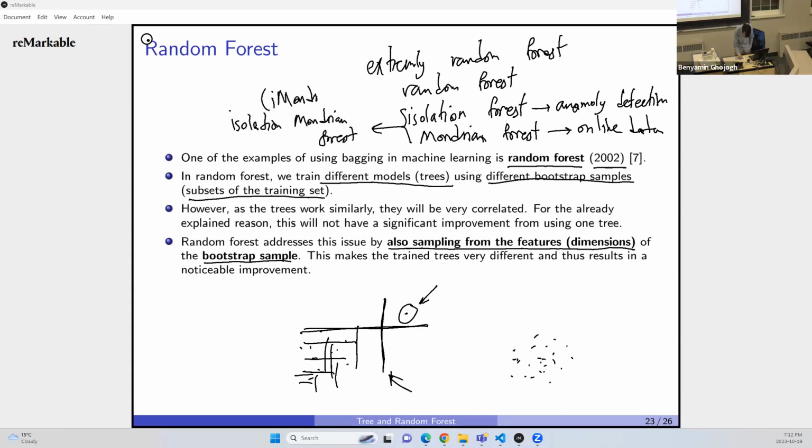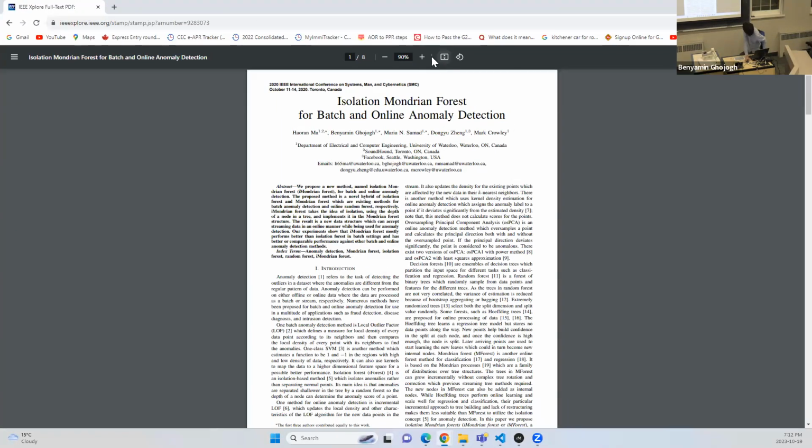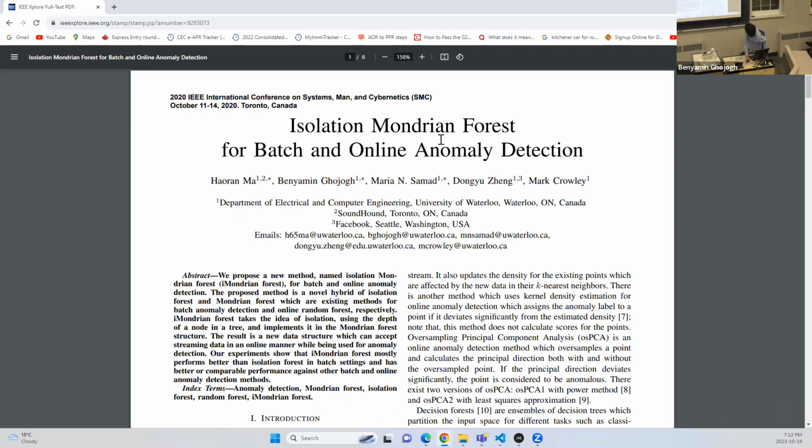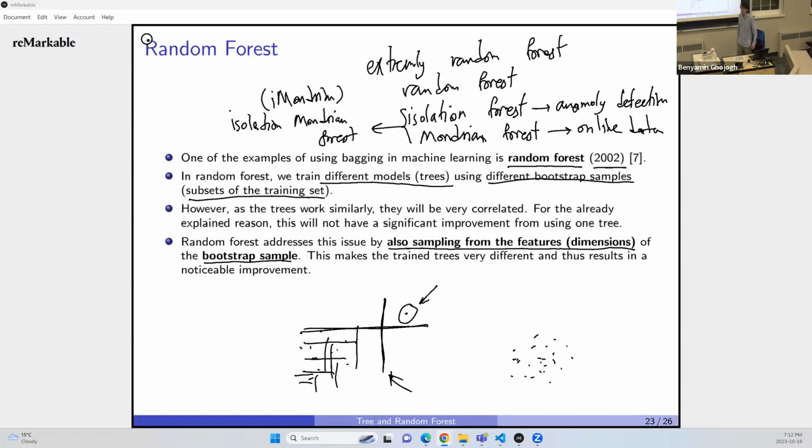Or Mondrian forest. Do you know whose paper it is? Our paper. Let me show you. Isolation Mondrian forest for batch and online anomaly detection. Can you guess what it is doing? Do you remember what I said? Isolation forest is for anomaly detection, but offline anomaly detection, or batch anomaly detection. Mondrian forest is for online classification or regression. Their hybrid, isolation Mondrian forest, is for online anomaly detection.